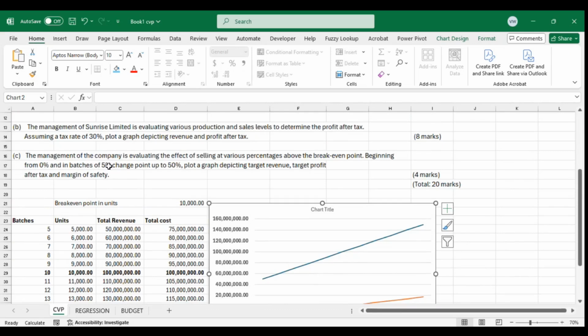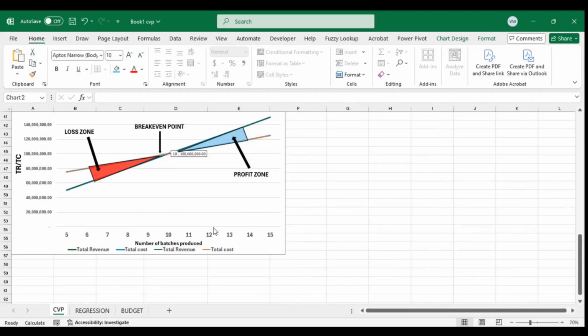And part C, we are told that the management of the company is evaluating the effects of selling at various percentages above the break-even point, beginning from 0 and in batches of 5% change point up to 50%. Plot a graph showing the target revenue, the target profit after tax, and the margin of safety. So in this case, the management is evaluating if they were to increase their selling from 0 to 50% above the break-even point, what is likely to happen to the target revenue, the target profit, and the margin of safety.